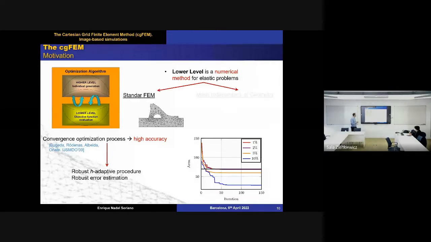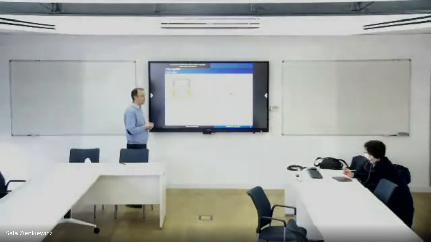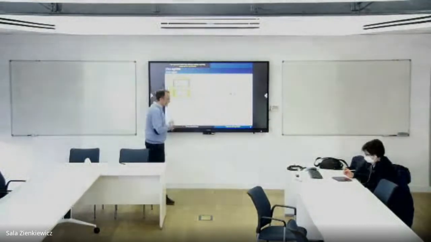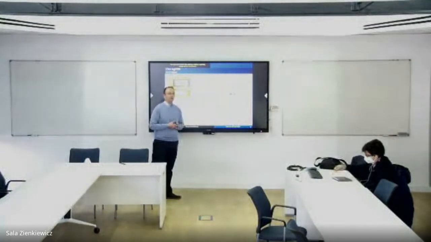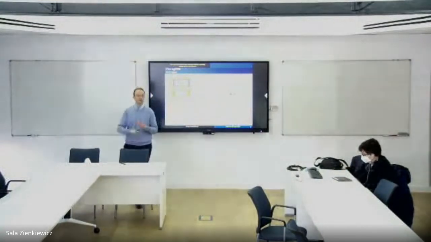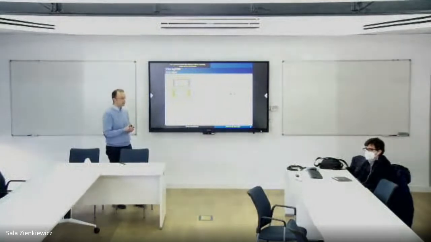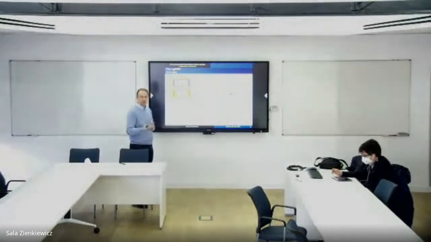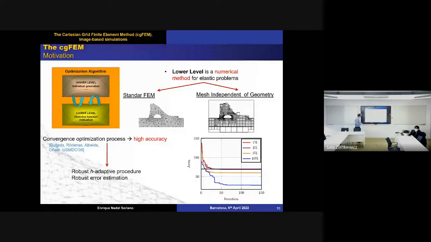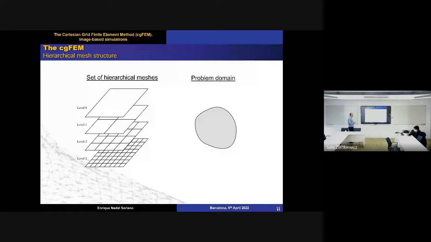In that context, we can find standard finite element solvers, or we developed the Cartesian grid finite element method, because it has one advantage: during the solving of the optimization problem, there are many elements that remain constant, and we can take profit during the optimization process from the previous calculations, and it's really easy to share calculation between individuals. Well, this was the main idea, and the cgFEM works as follows.